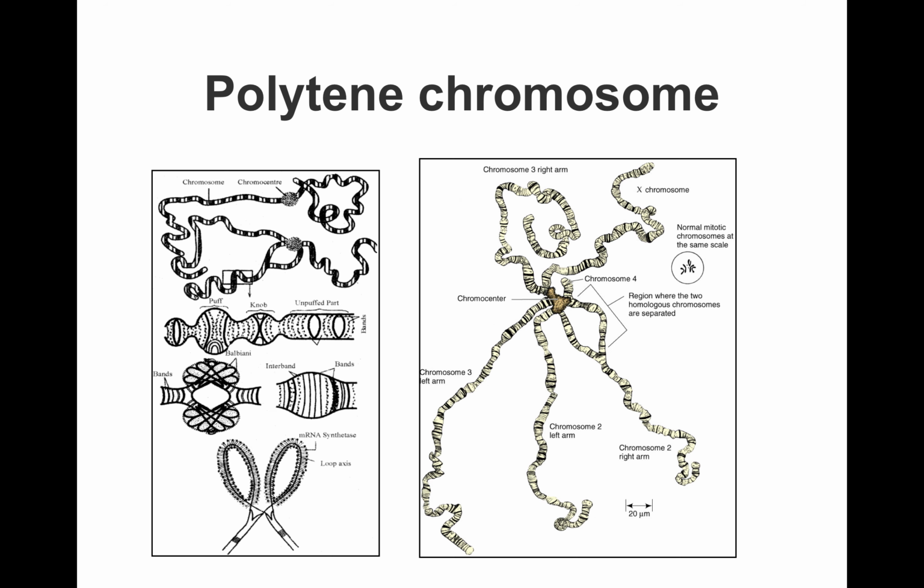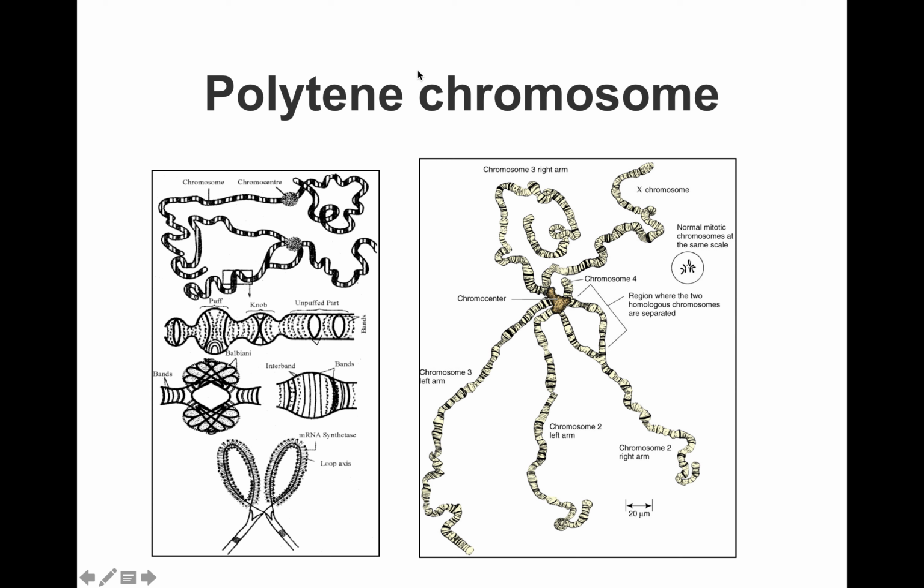Now, what is its structure? So, here you can see the chromocenter. These are the chromosome arms. These are the puffs. Here you can see puffs are formed of Balbiani rings. These are bands and these are interbands. And on these bands there is mRNA synthesis. This is a loop. Here you can see this is a chromocenter and these are the chromosome arms.